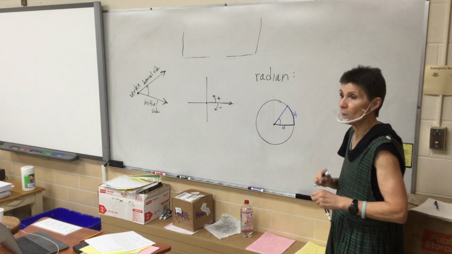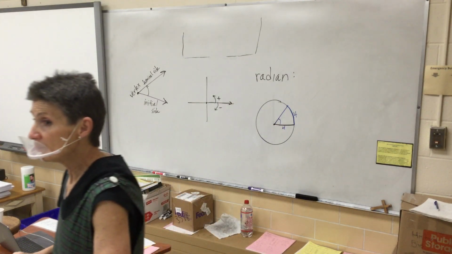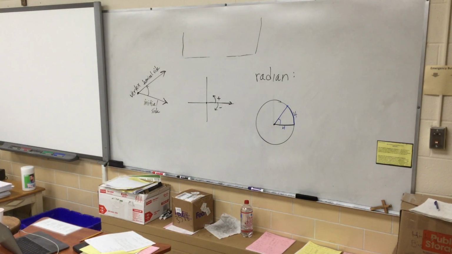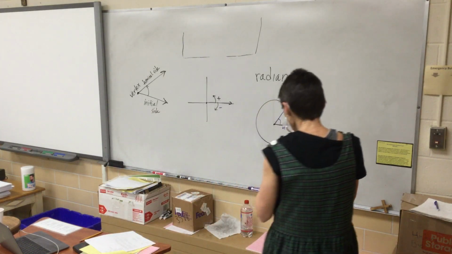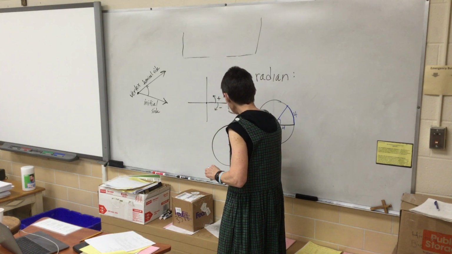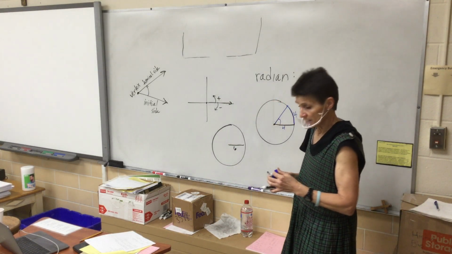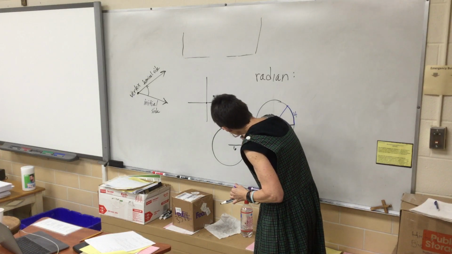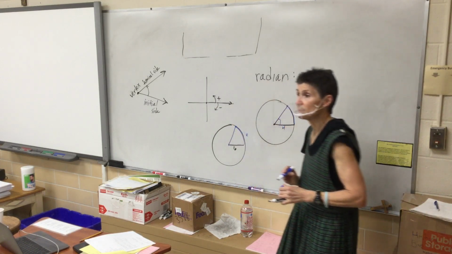That angle is 1 radian. So how do you make a radian? You create an arc that is the same length as the radius. And that's how you get a radian. So if I had a circle, and this time the radius is 6, if I wanted to get a radian, then I would have to strike an arc 6 units long, and that would give me 1 radian.